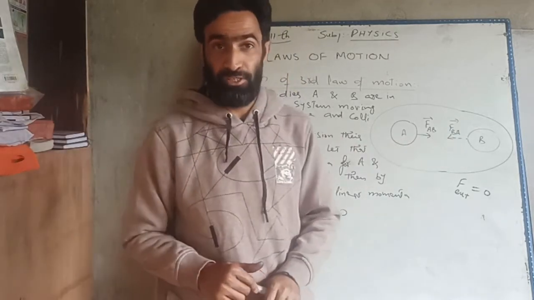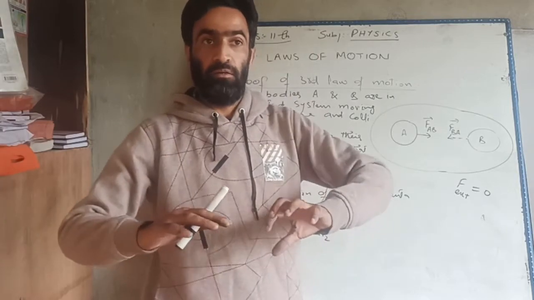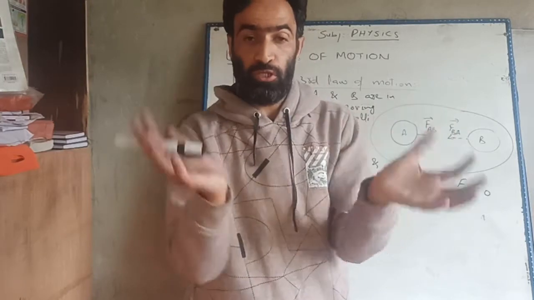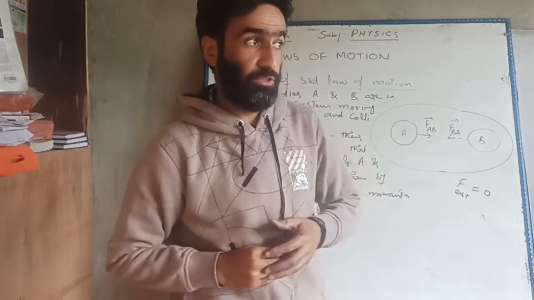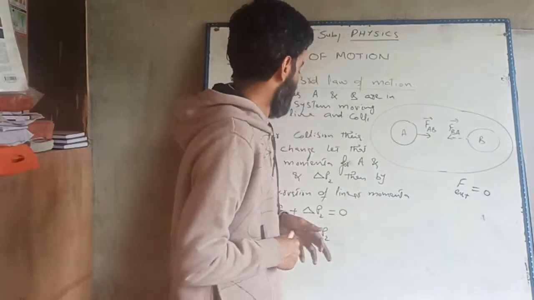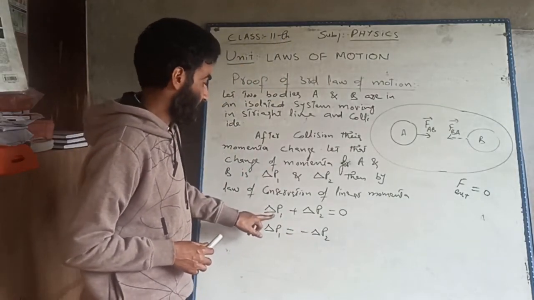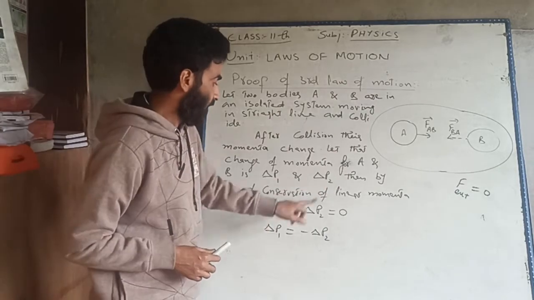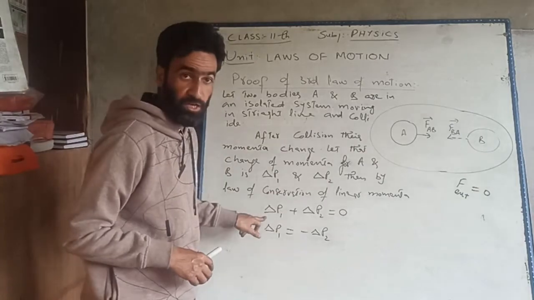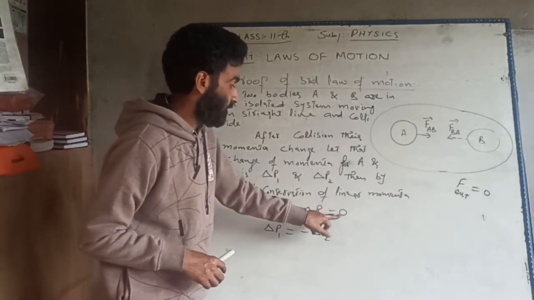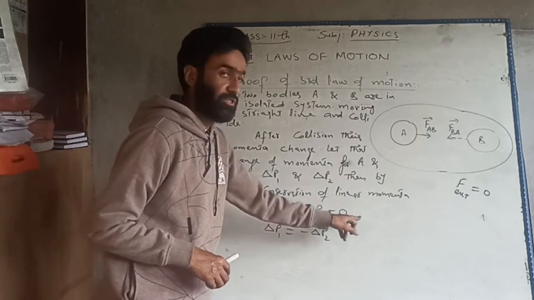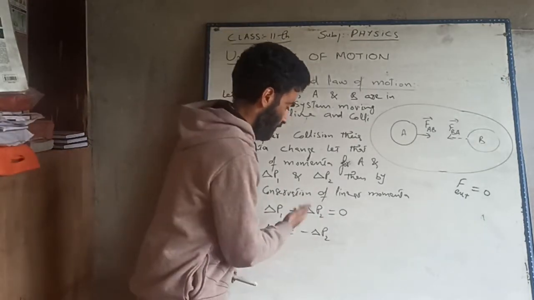By the law of conservation of linear momentum, we know that for an isolated system, the total change in momentum is zero. So the total change in momentum, this is the change in momentum for the first body A, this is the change in momentum for the next body, and delta denotes the change in total momentum, which is equal to 0. Bring this here, and it will be delta P1 is equal to negative delta P2.